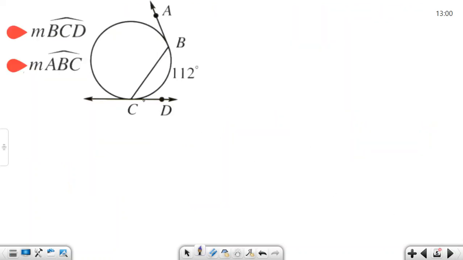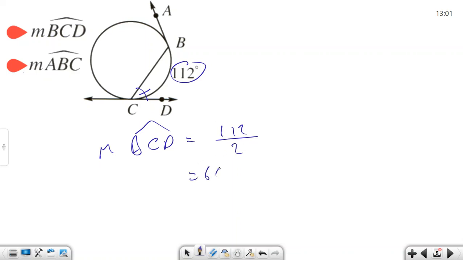Let's see some examples. Find the measure of angle BCD. What we know about this angle is that it is half of the arc. What is arc BC? It's given as 112. So measure of angle BCD equals half of 112. 112 divided by 2 is 56, so 56 degrees.